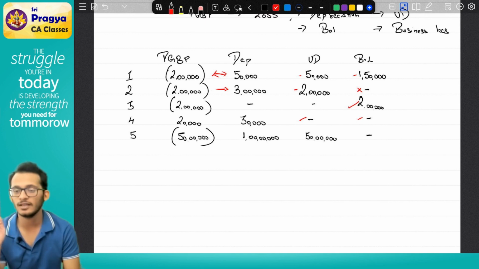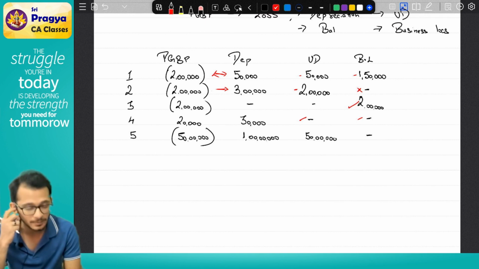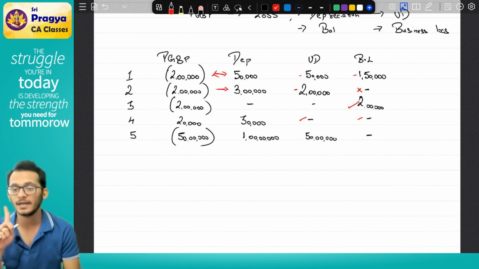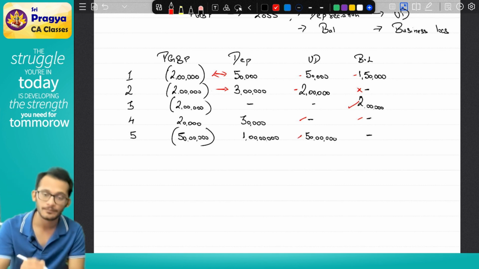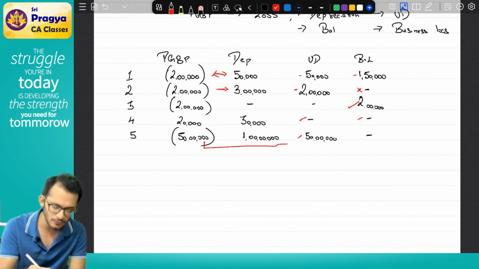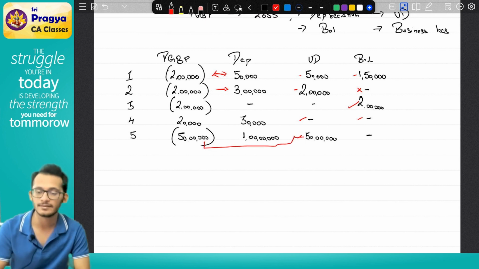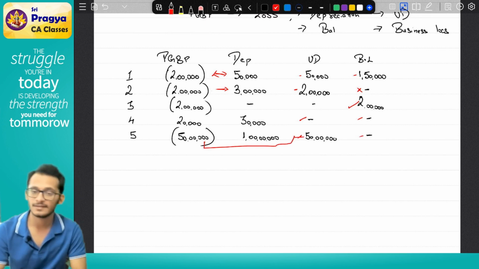Help me with the last one. Look at the last one. My business loss is 50 lakhs. My total PGBP loss is 50 lakhs. First priority will be given to depreciation. Depreciation is 1 crore. You can take whichever is less. Whichever is less is 50 lakhs. So I gave full 50 lakhs to UD, which means business left is 0. Clear?